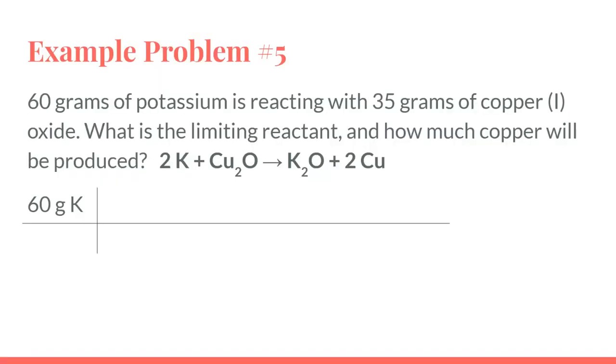You should have placed the 60 grams of potassium in the upper left-hand box. If you are being a rebel and doing the other one, you would have just simply put the 35 grams of Cu2O in the upper left-hand box.